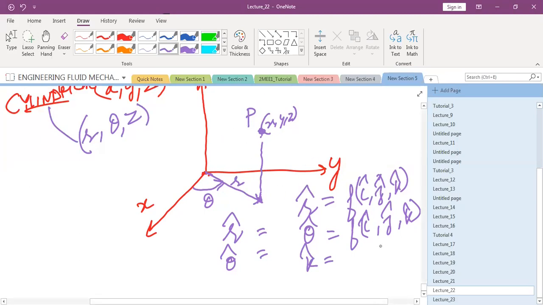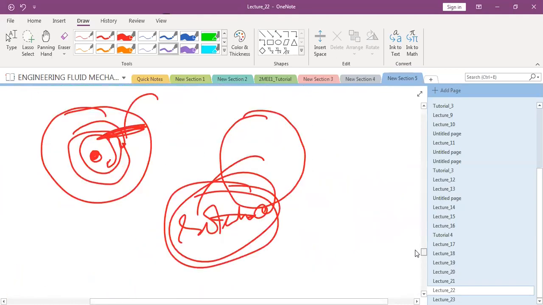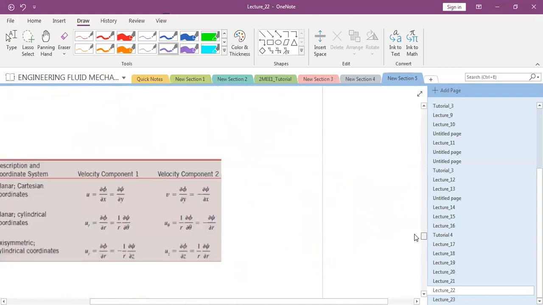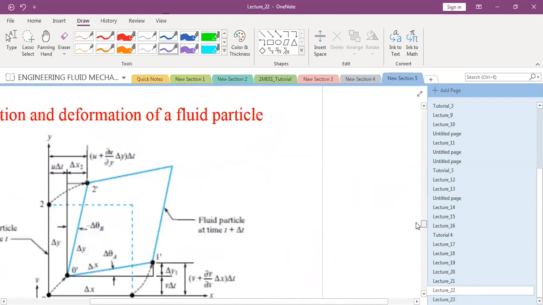Quickly. So what will r cap be, sir? cos theta i cap plus sin theta j cap. R cap, so it is similar to what we have studied. Yes sir.